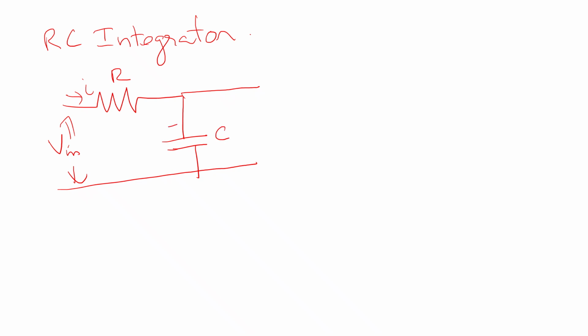We will discuss the circuit diagram of an RC integrator. The RC integrator circuit is a series connected RC network, a simple circuit. The input voltage is fed over here, a resistor with an input current I, a capacitor, the capacitor current, and V naught, the output voltage.